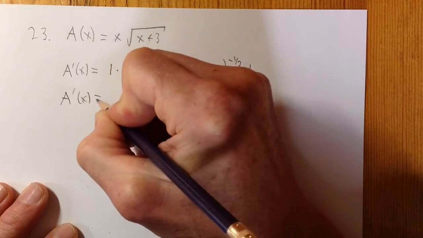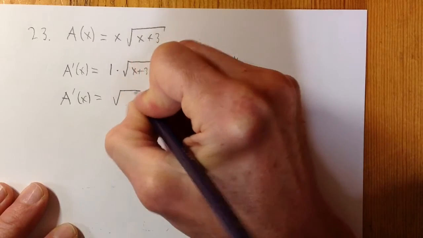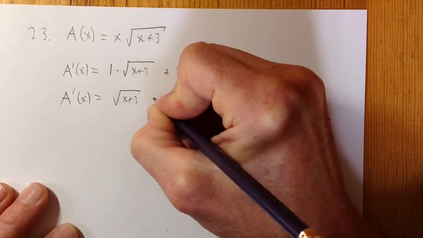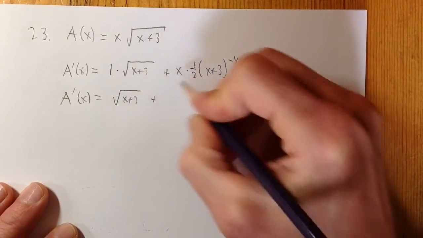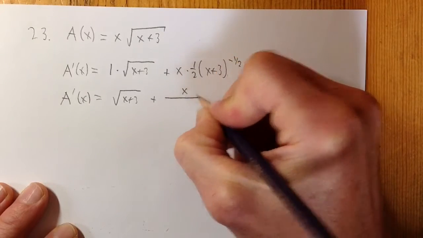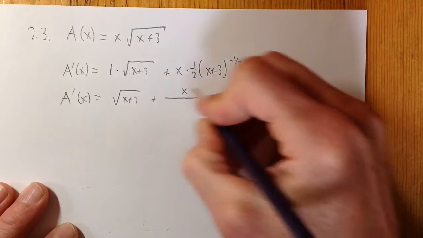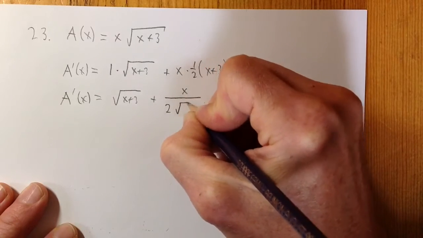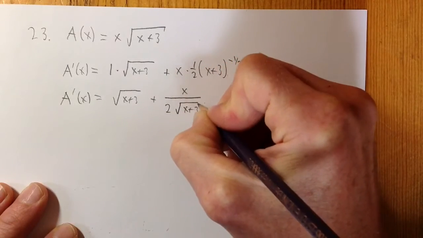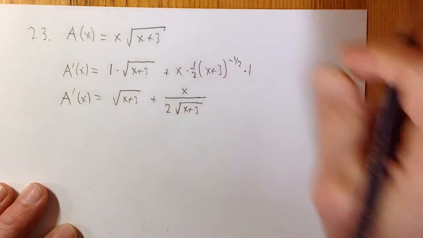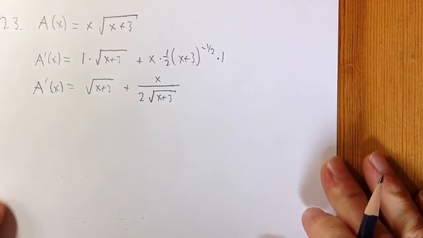Let's rewrite it so it looks more like something we can deal with. Our derivative is the square root of x plus 3, plus x over 2 square roots of x plus 3. The x is on top, and the 2 is in the bottom along with the square root, because the exponent is negative. Okay, that tells us our slope.